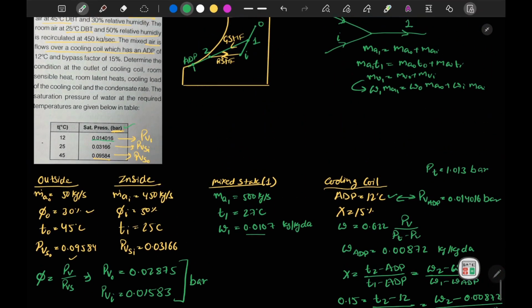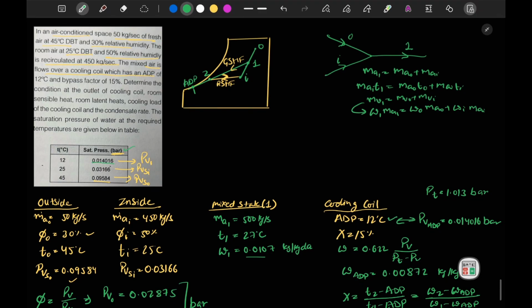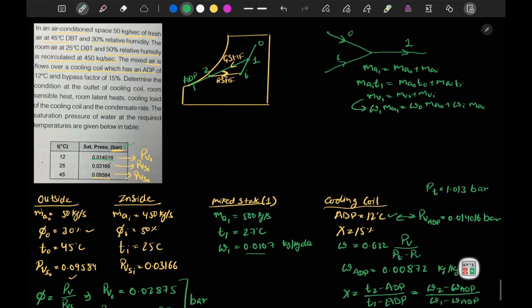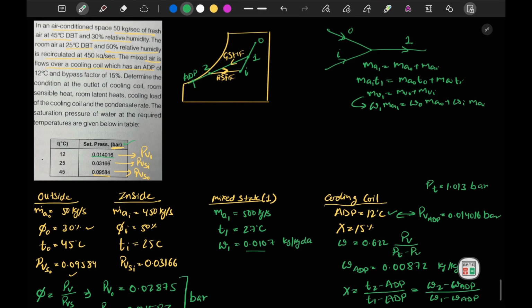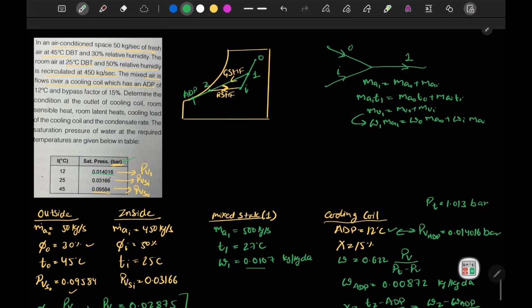So we have calculated our conditions at state 1 and state 2. Now this is our process happening between 1 to 2, and our room factor is between 0.2 and I. Now, what are the things asked? Determine the condition of outlet of cooling coil.